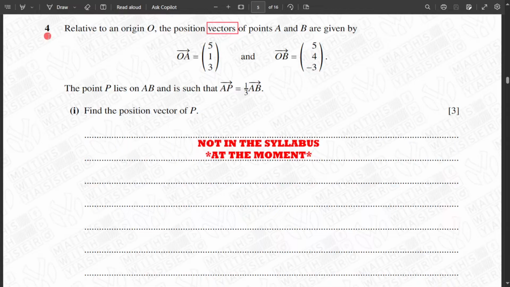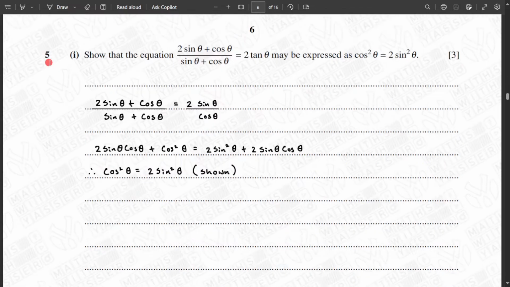Question number 4 is not in the syllabus at the moment. Question number 5, it says, show that the equation (2 sin theta plus cos theta) over (sin theta plus cos theta) equals 2 tan theta can be expressed as cos squared theta equals 2 sin squared theta. So let's deal with this equation.